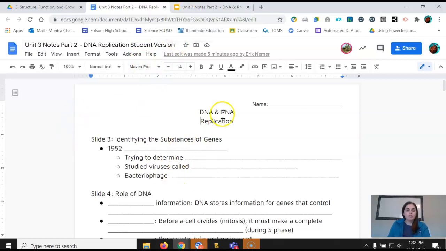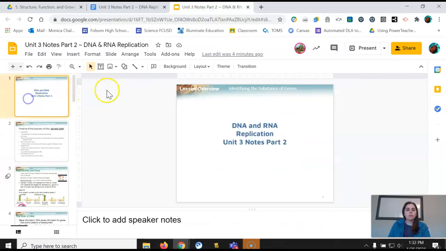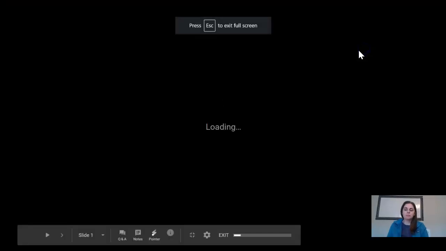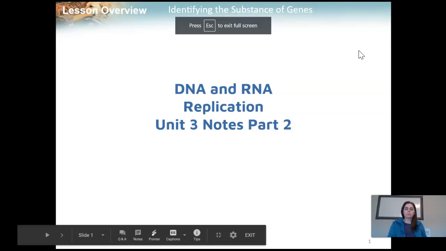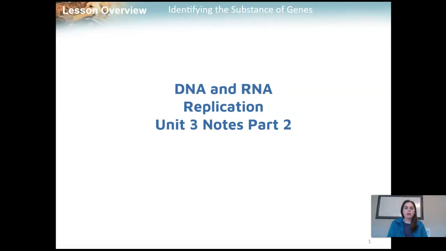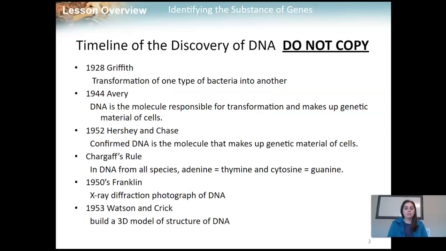So hopefully you see your DNA replication worksheet in the Google Classroom. And let's go ahead and get started. So we start here. Let's present. Again, print it out, write on it, however you want to do it is fine with me. But just make sure you turn it in. Do not copy any of this part down. This is more for background information only.